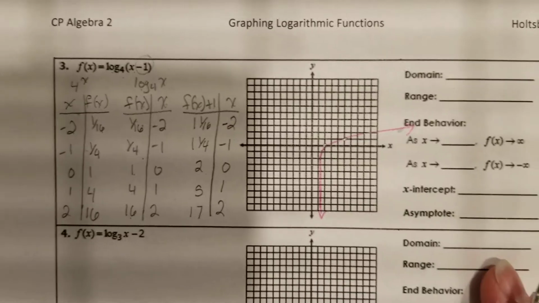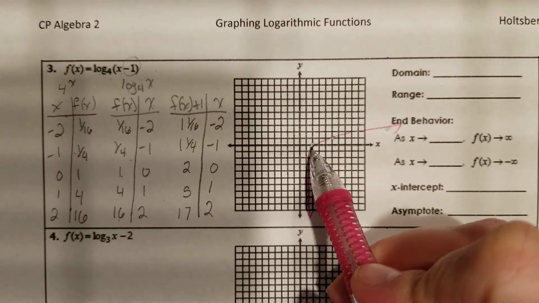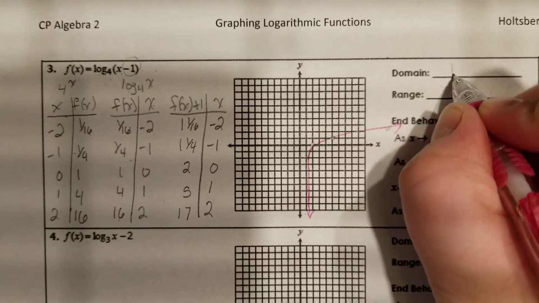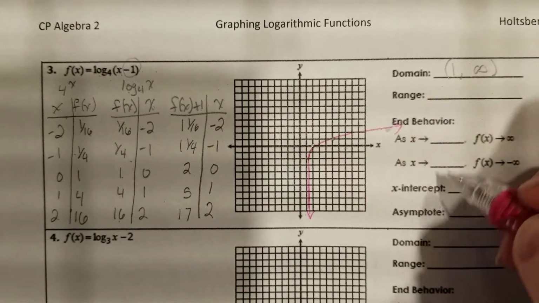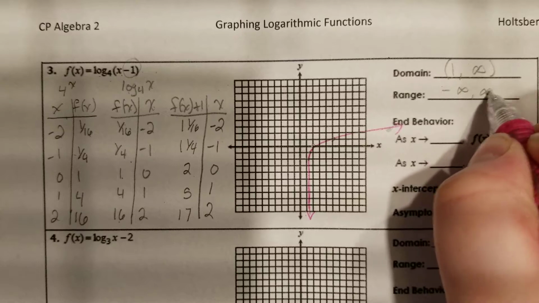Now our domain, because we shifted all of the x values to the right 1, our lowest x value we can have is 1. So our domain changes from 1 to positive infinity. And our range doesn't change. It's still negative infinity to positive infinity.